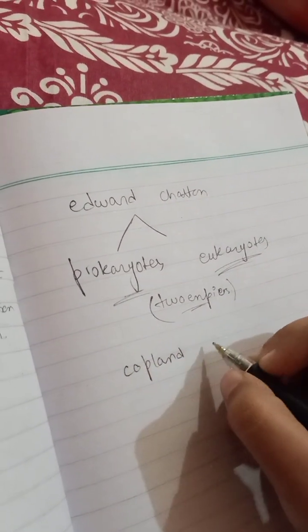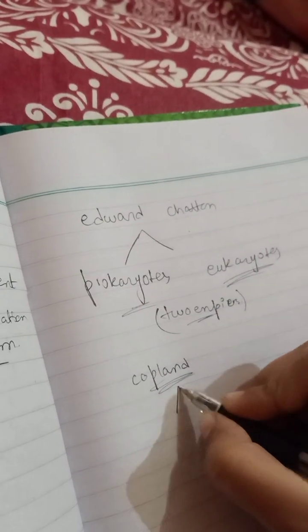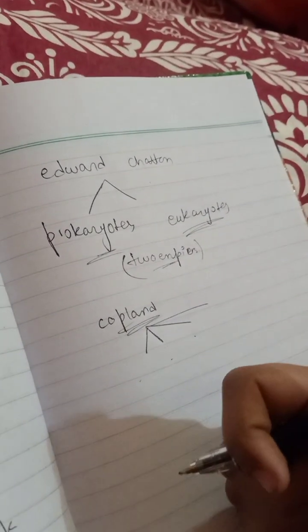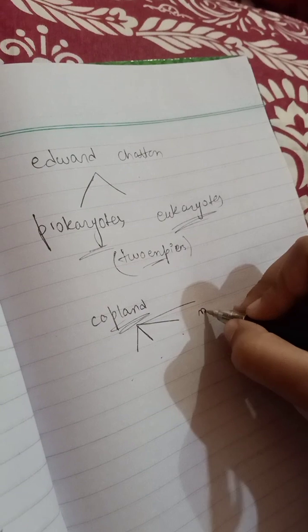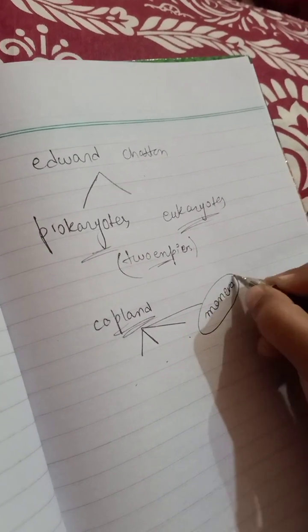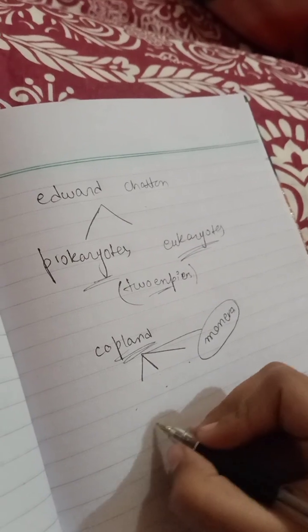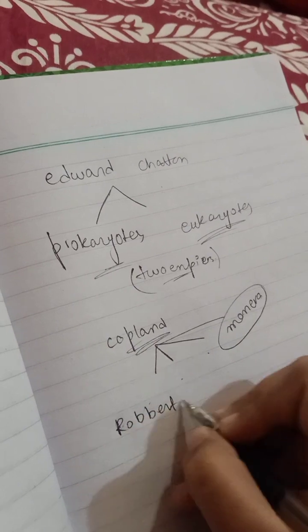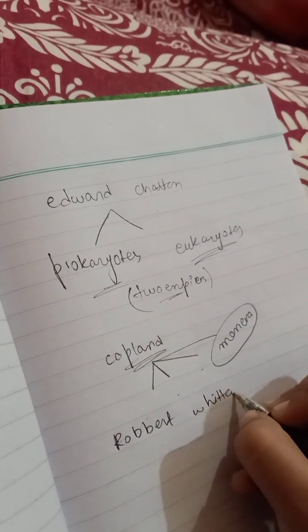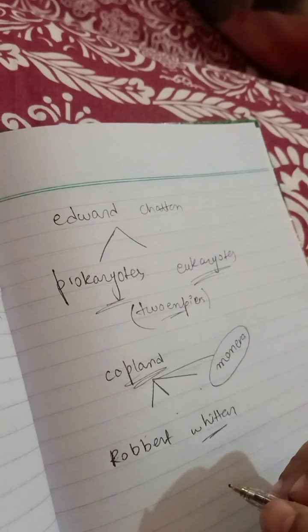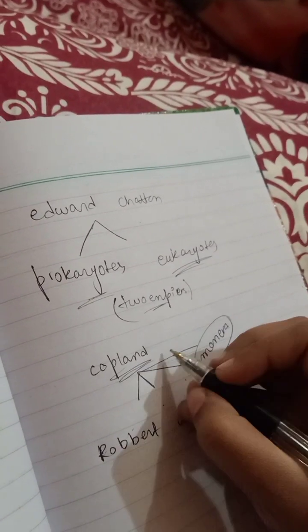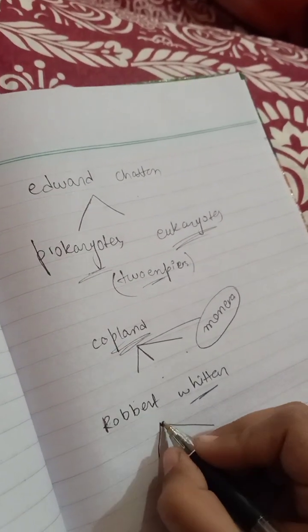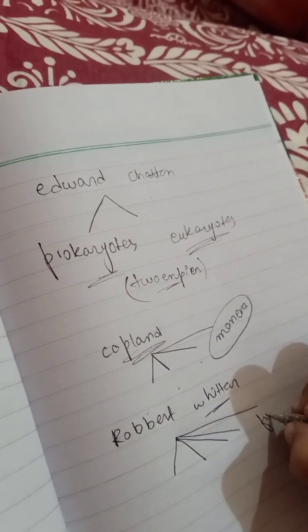Copeland was a scientist who introduced the four kingdom classification. First, Animalia, Plantae, Protista, and he described a fourth kingdom, which was Monera. After that there was a scientist named Robert Whittaker. He did the five kingdom classification: Plantae, Animalia, Protista, Monera, and the fifth one was fungi.